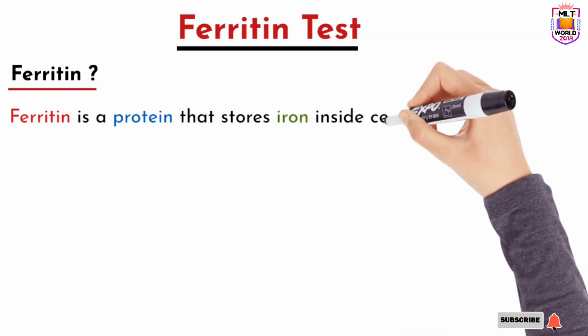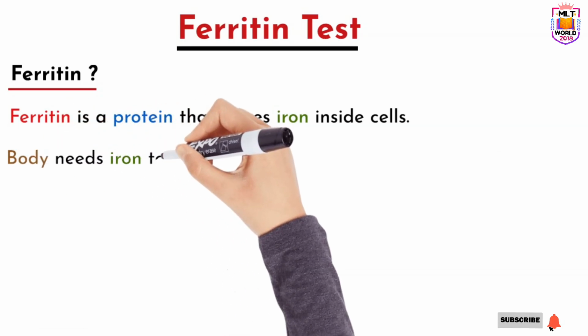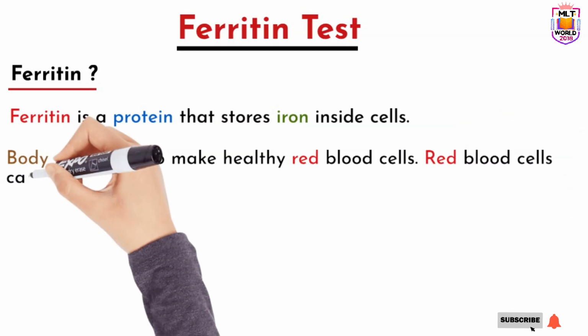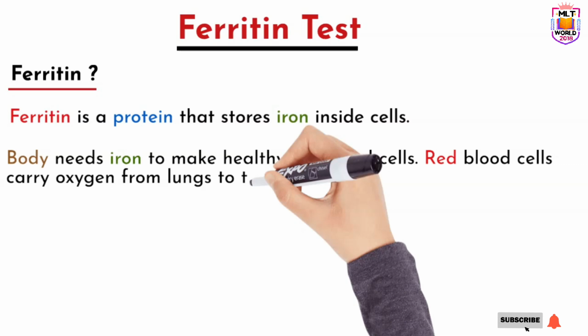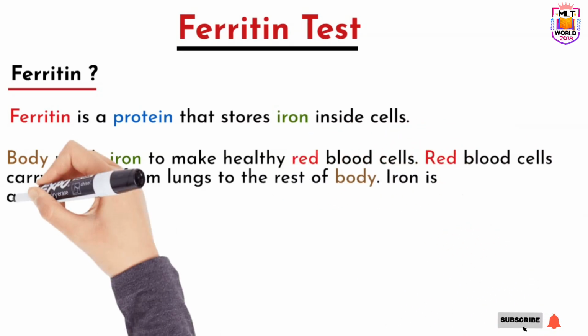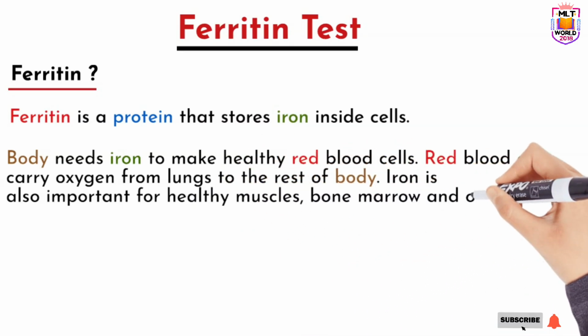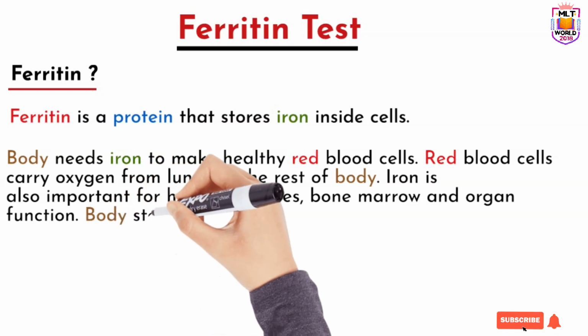Why do we need iron? As we all know, iron is very important for the production of red blood cells that will deliver oxygen to each part of the body, to the cells and the tissues. And iron is very important for healthy muscles, bone marrow and organ functions.